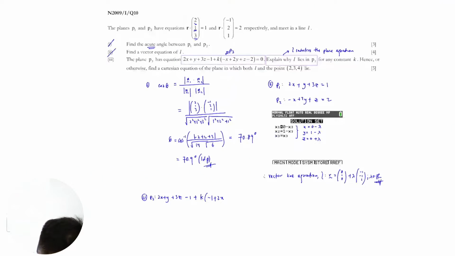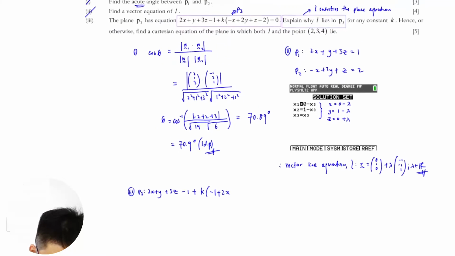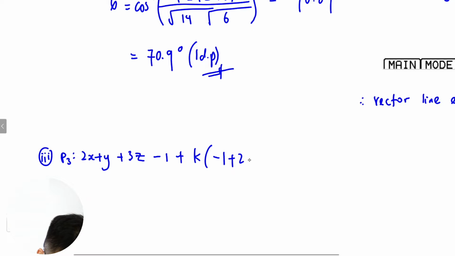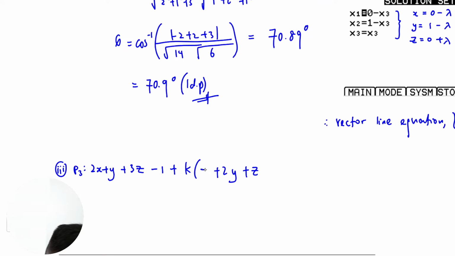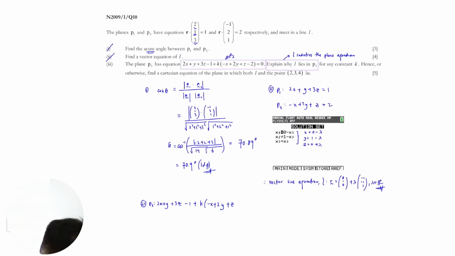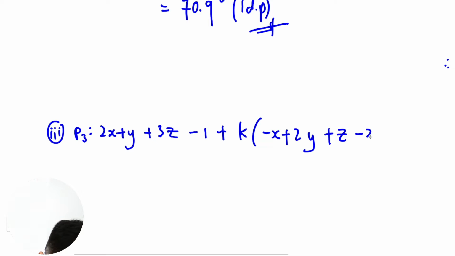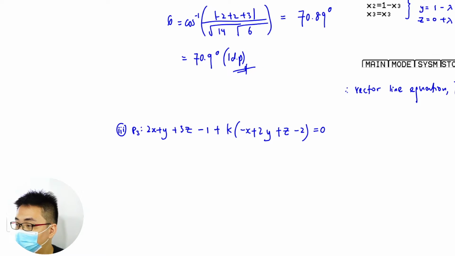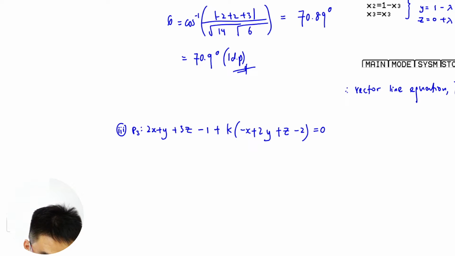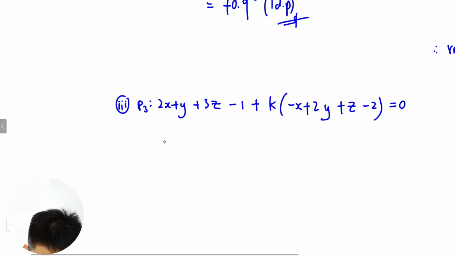So this is k minus 1, 2x plus 2y plus z minus x minus 2. Okay, so how to write in scalar product form? You expand first. So this is 2 minus k x plus 1 plus 2k.